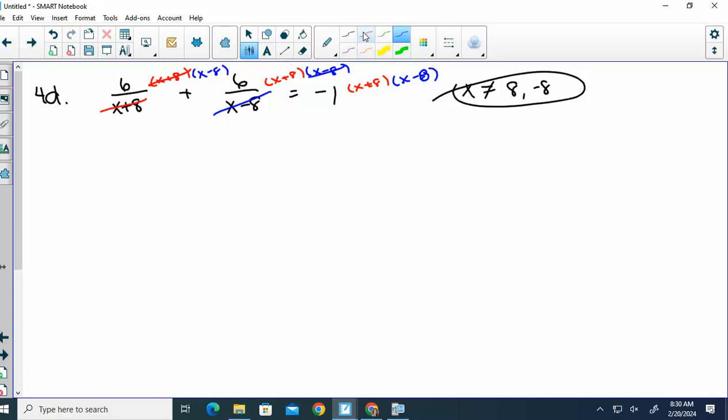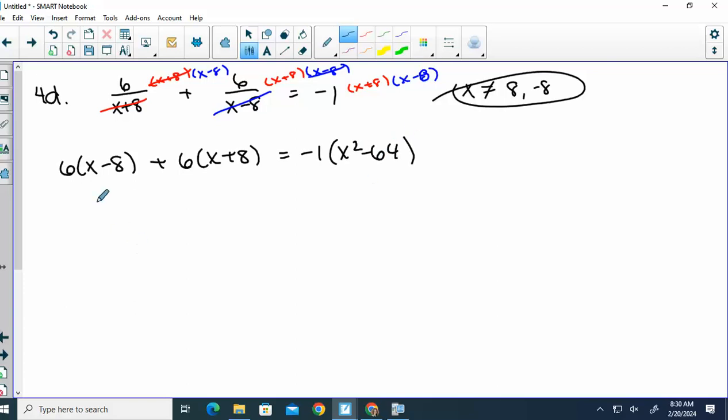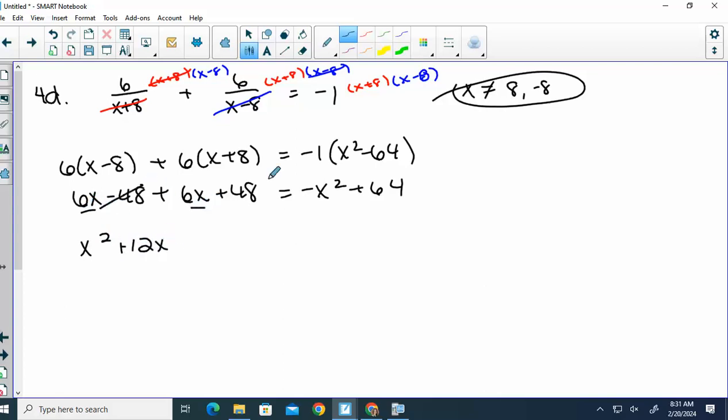And those are gone. So we are left with 6 times x minus 8 plus 6 times x plus 8 equals negative 1 times, if you multiply those, x squared minus 64. Okay, multiply everything out. Set it equal to 0, so if you add over your x squared, 6x plus 6x is 12x. Negative 48 and positive 48 cancel, bring over 64.